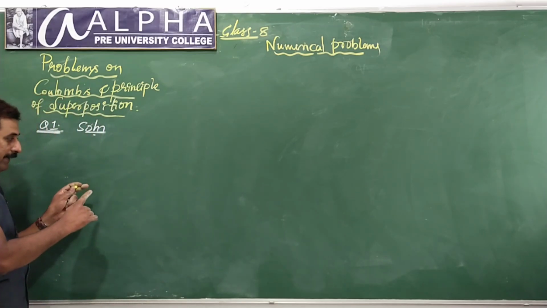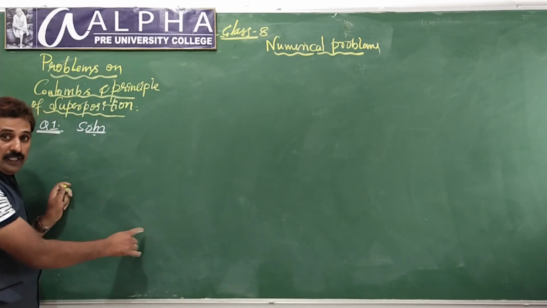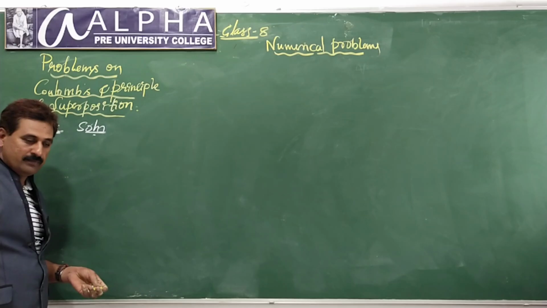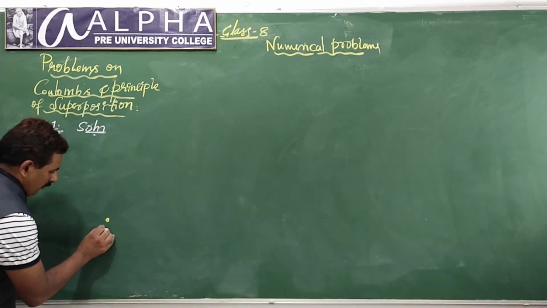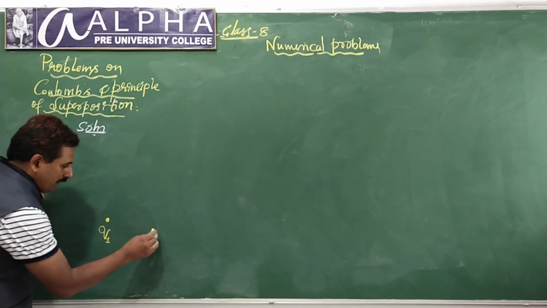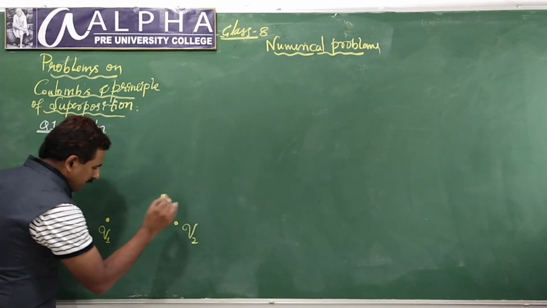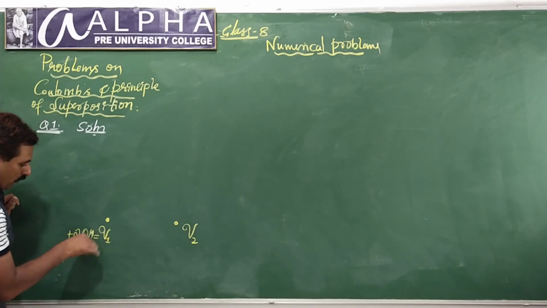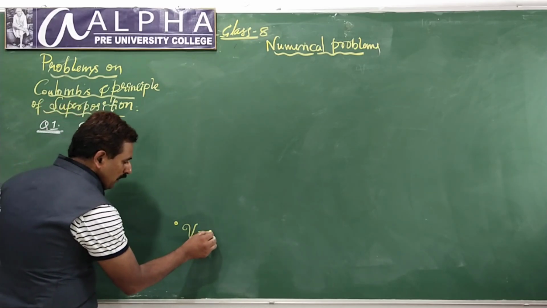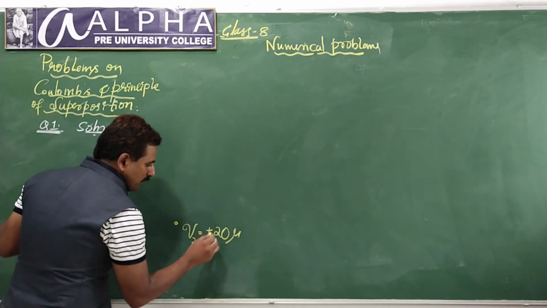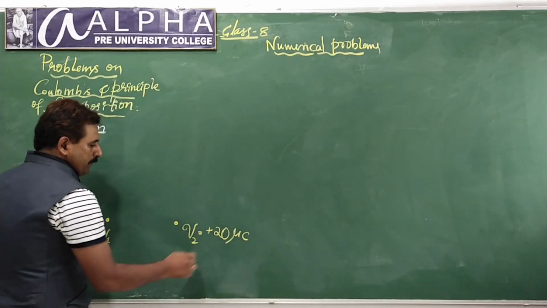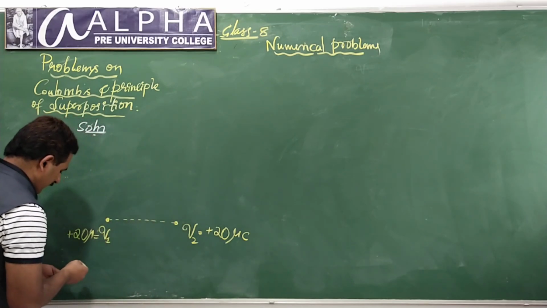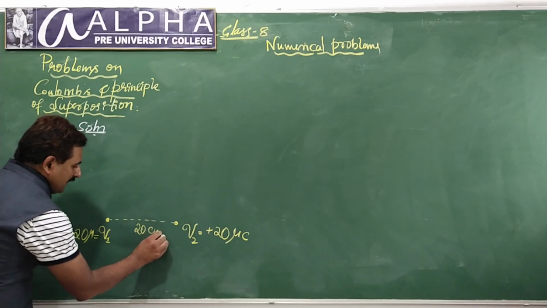Now, let me represent the data pictorially. If possible, write a diagram to show what he has given. There are 2 point charges. I name one as Q1, the other one Q2, very simple. What is the value of charge Q1? Plus 20 micro, you know the value of micro, 10 power minus 6. Q2 also plus 20 microcoulomb, micro 10 power minus 6. The separation between the two charges is 20 centimeters.